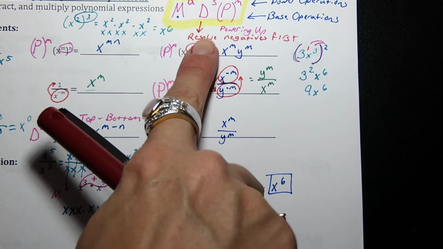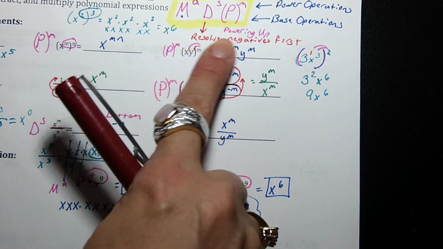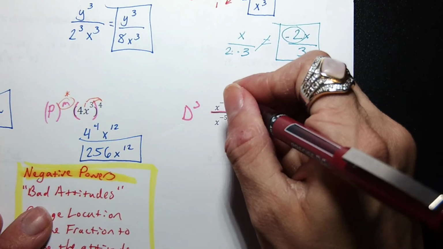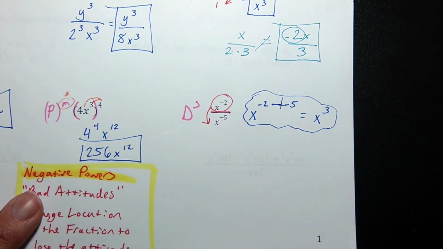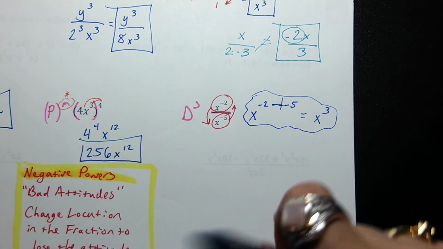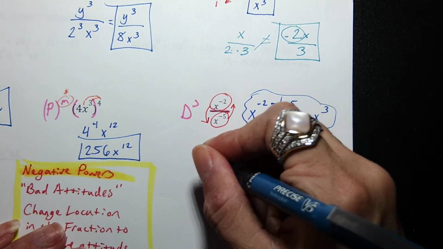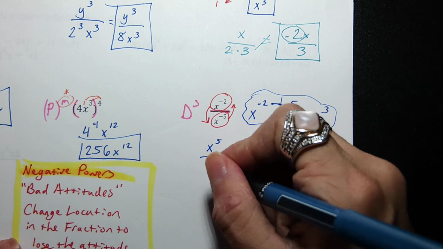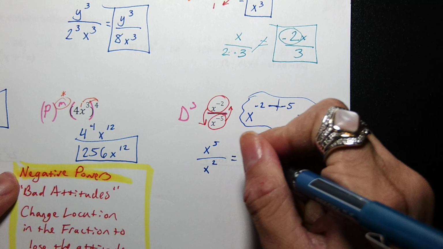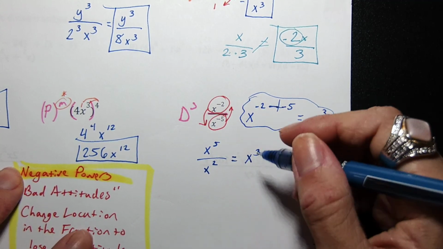So this is that little rule that we wrote up here about resolving our negatives first. Instead of trying to work these negatives, I'm going to send him downstairs to lose the attitude. I'm going to send him upstairs to lose the attitude. And now that I have x to the 5th over x squared, isn't it a lot easier to take 5 minus 2 than negative 2 minus a negative 5? It's way easier. So this will give me x to the 3rd.